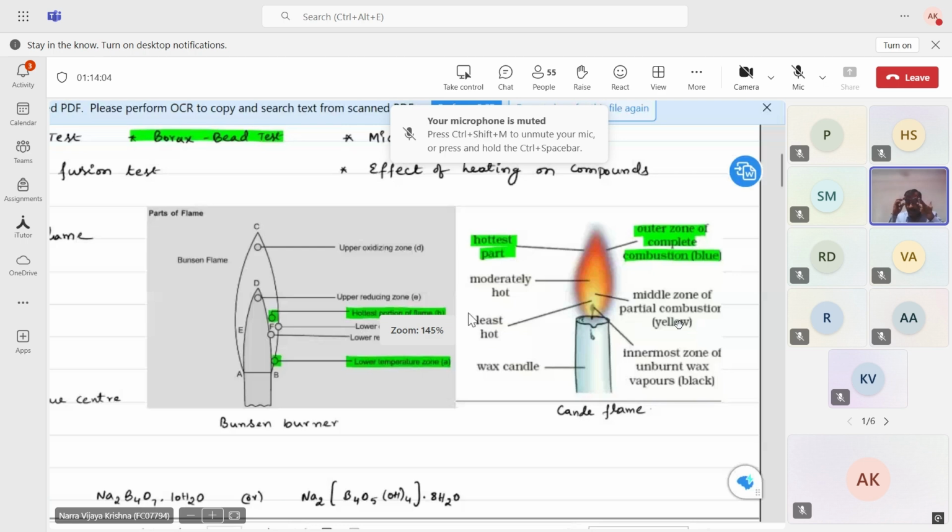Observe the candle flame. Right? The outer zone is complete combustion, which you cannot see properly. So that is the complete combustion zone. That is the hottest part. This yellowish orange or red color zone, right? That is moderately hot. This middle zone is where combustion partly happened. And exactly above the wick, that is the least hot. Right? Now, the innermost zone has unburnt wax or vapors of carbon.